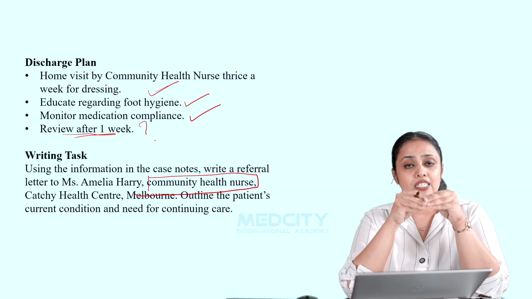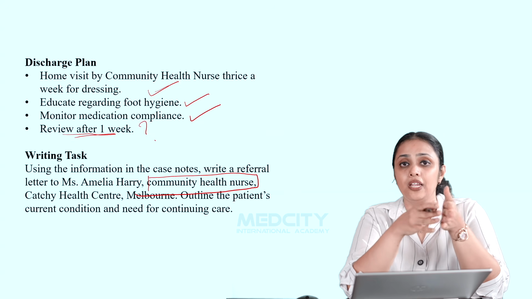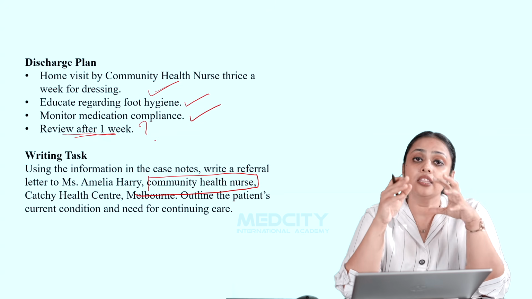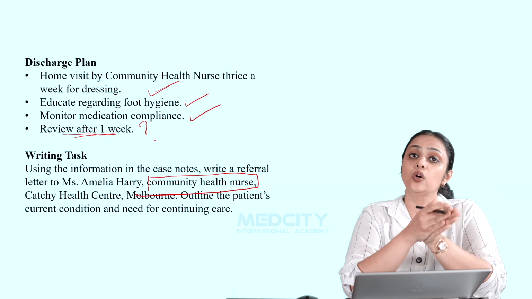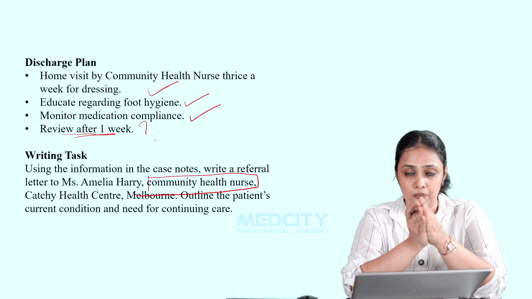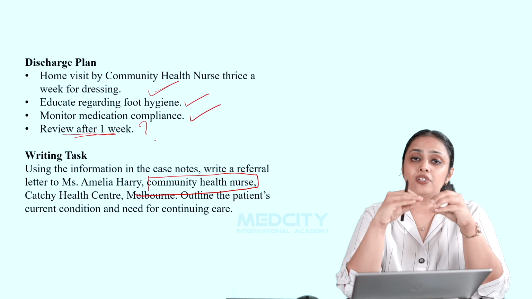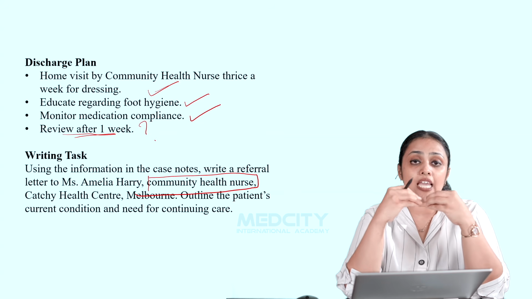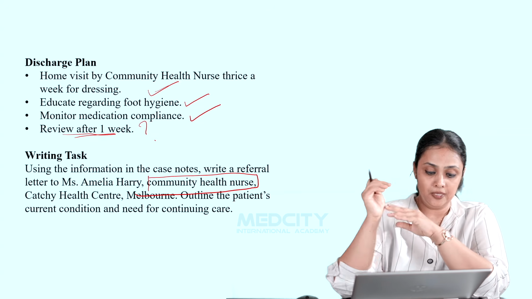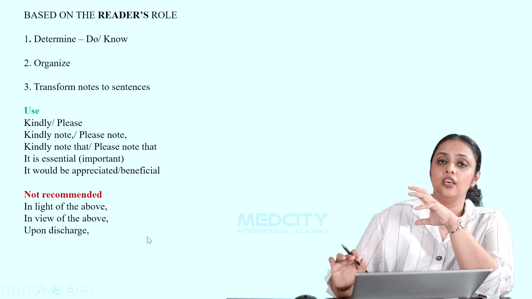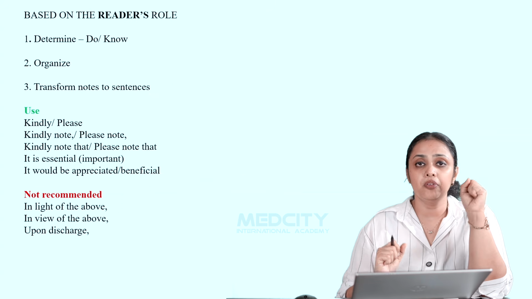So now you have to understand that when it comes to the discharge plan, when you take out the points from the discharge plan and put it in the recommendation paragraph, there can be two types of details. Those details based on which the reader will have to do an action, provide an action to the patient, and those details based on which the reader will not have to do any action, but just an update, just information to the reader.